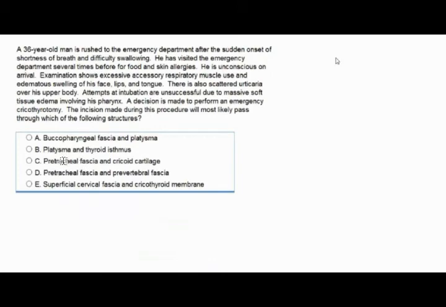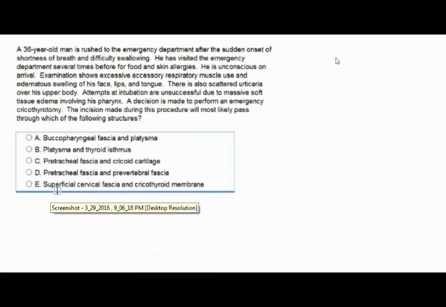Next, pretracheal fascia and cricoid cartilage. We would have to break the cartilage, so I don't think that would be the answer either. Let's move on: pretracheal fascia and prevertebral fascia. Prevertebral fascia, as the name suggests, is in front of the vertebra, so certainly it would not be in front of the trachea. So option D will not be the answer.